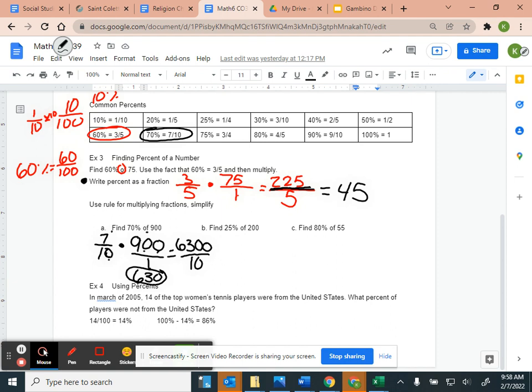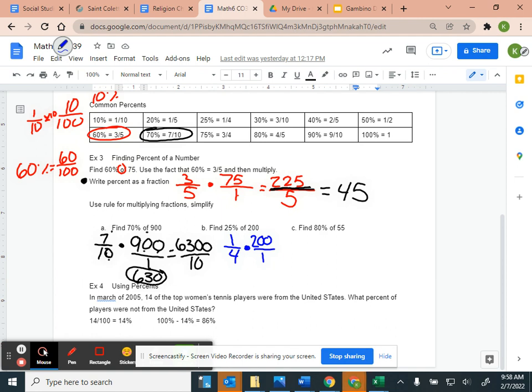Look at B. Find 25% of 200. What do I want to do first? What is my first step, Josie? 25% we need to change into our fraction, 1/4. What am I going to multiply that by, Josie? 200. And I'm going to put that over a 1.